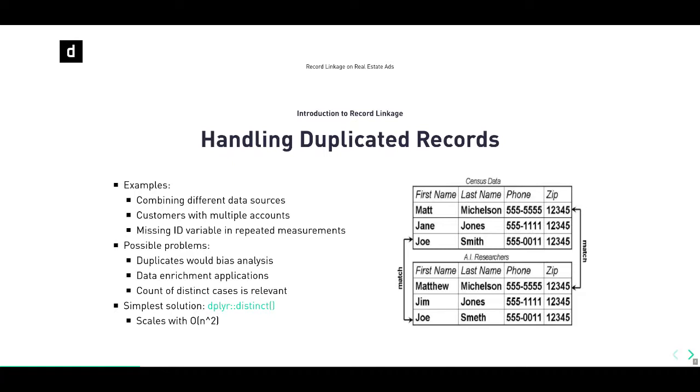Of course, you all know the simplest solution. There is the very nice distinct function in dplyr. The problem with that is it scales with n squared. So for a large number of records, you really need to think a bit about more advanced solutions. And of course, in real life record linkage, you will hardly ever have records that match exactly, but you will need some fuzzy logic when you want to match the different records.